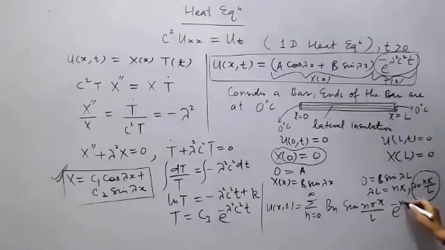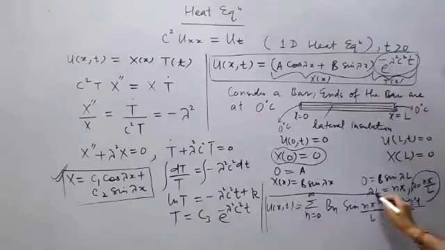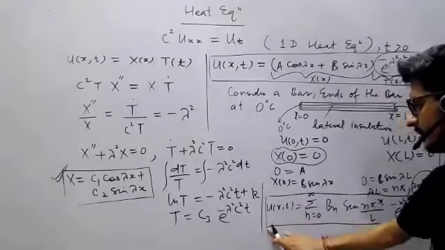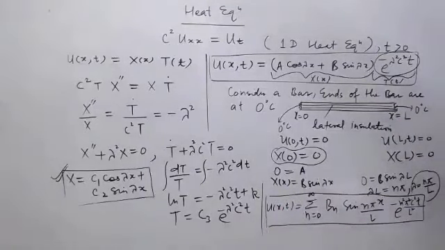e to the power minus n square pi square c square t upon L square. So this is the solution for this.